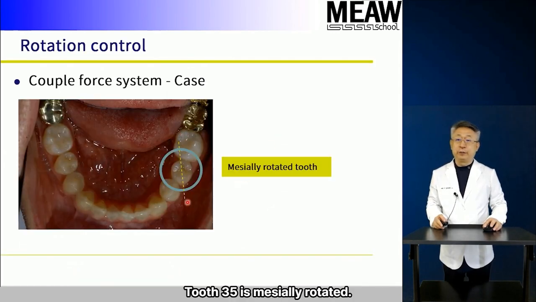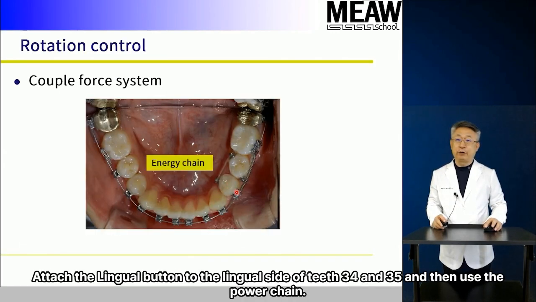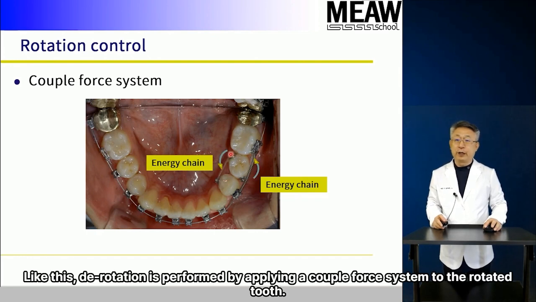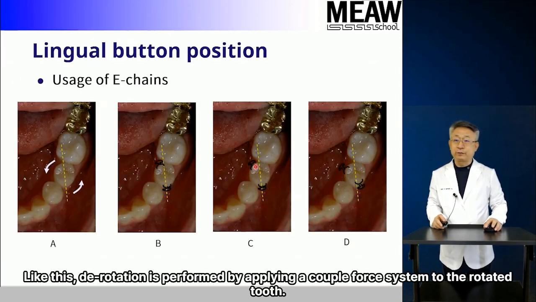Tooth 35 is mesially rotated. Attach the lingual button to the lingual side of teeth 34 and 35, and then use the power chain. At the same time, attach a button to the buccal side of tooth 35, and then use a power chain between the buccal side of teeth 35 and 36. Like this, derotation is performed by applying a couple force system to the rotated tooth.